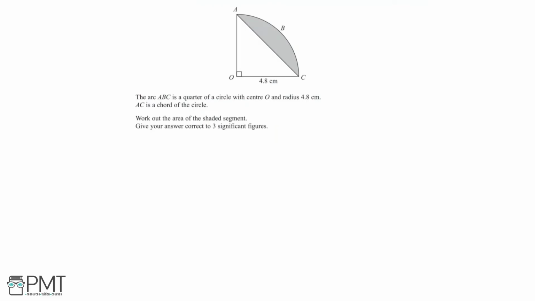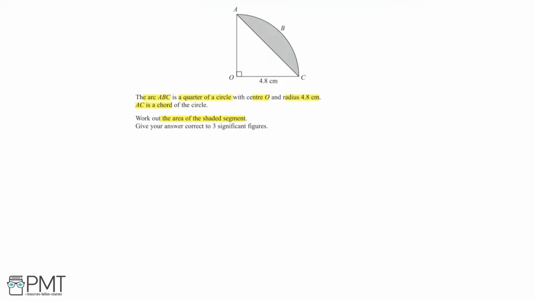In this question, we're told that the arc ABC is a quarter of a circle with centre O and radius 4.8 centimeters. We're told that AC is a chord of the circle, and we need to work out the area of the shaded segment, giving our answer correct to 3 significant figures. Now to work out the area of the shaded segment, we can work out the area of the entire sector of the circle, and then work out the area of triangle OAC, and subtract the area of the triangle from the area of the sector.